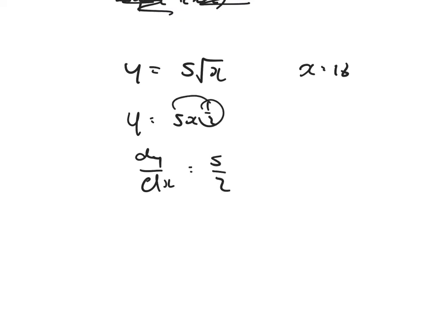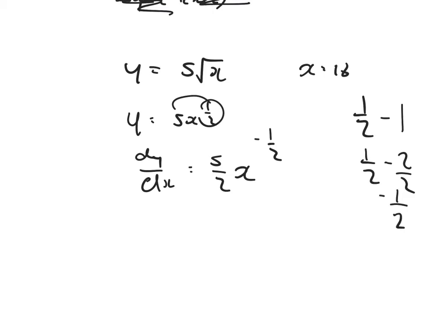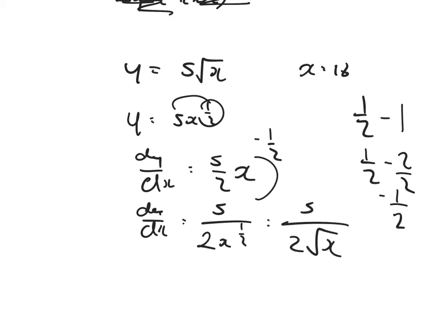5 times a half is 5 halves, x to the minus 1/2. So remember, that's a half take away 1, half take away 2 over 2, which is minus 1/2. Okay, so let's now tidy this up so I can sub something in. Bring it back down, that'll be 5 over 2x to the positive 1/2, which can now be written as 5 over 2 lots of root x.